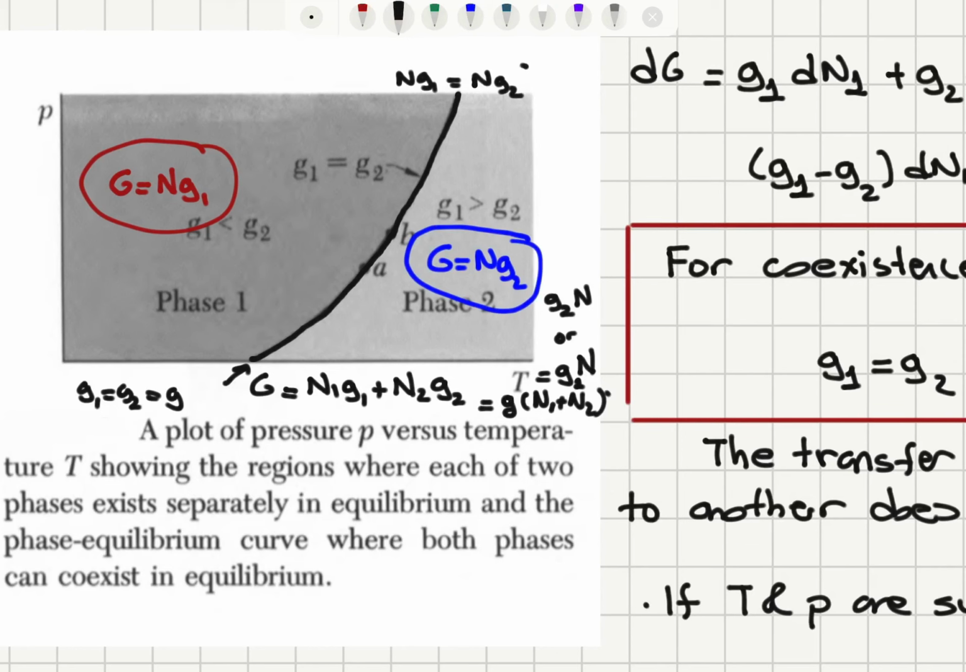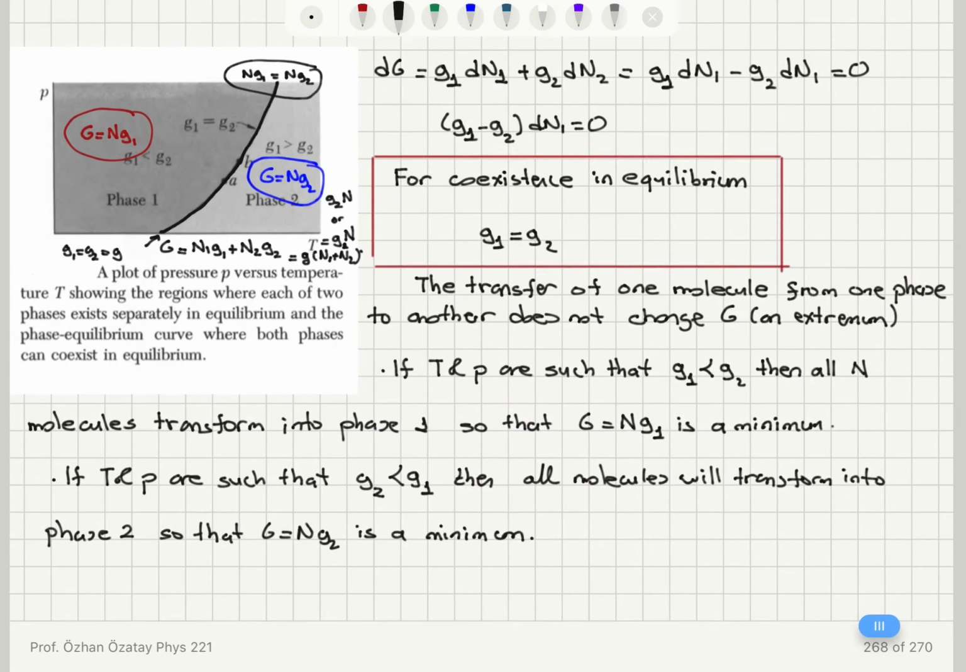So we find that the total Gibbs free energy is N G1 or N G2. So you have a certain number of molecules in phase 1 and a certain number of molecules in phase 2. And since G1 and G2 are the same, it's going to be G1 times N or G2 times N. It's the same thing. So basically this answers the question of how we achieve coexistence of two phases at equilibrium.